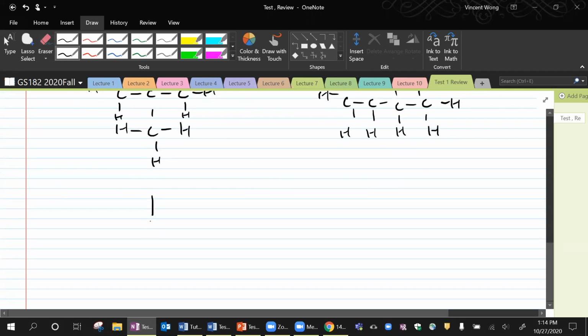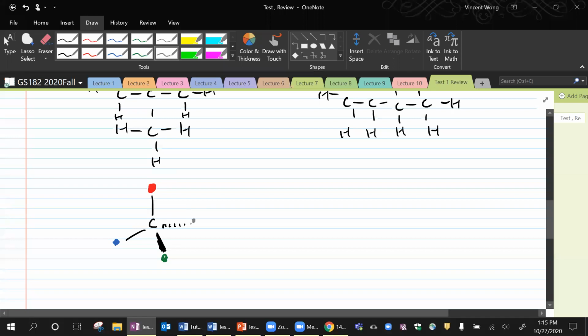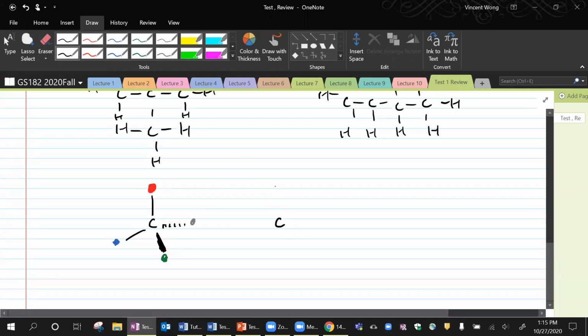So let's say I have a carbon, and it's going to be connected to four things. This means it's sticking out of the page. This means it's into the page. So I can have four different things here. And what happens is I can have another molecule that is exactly a mirror image of that. So they are not the same molecule.